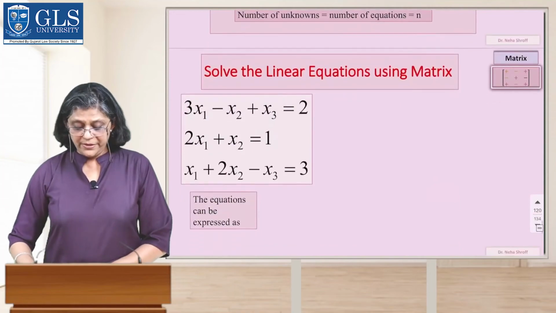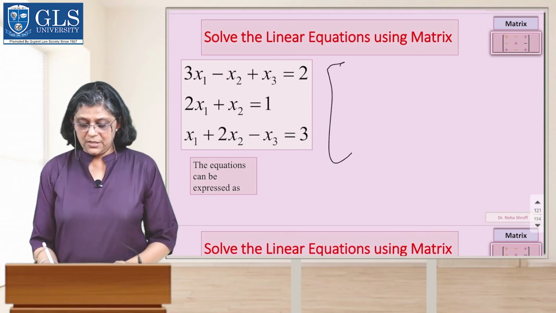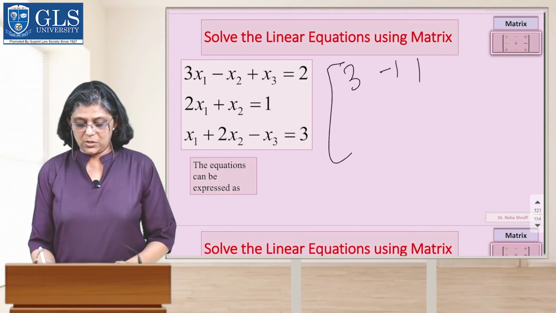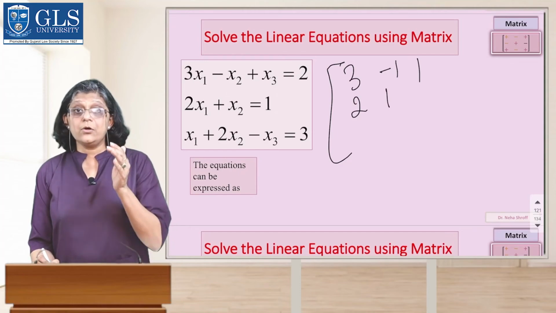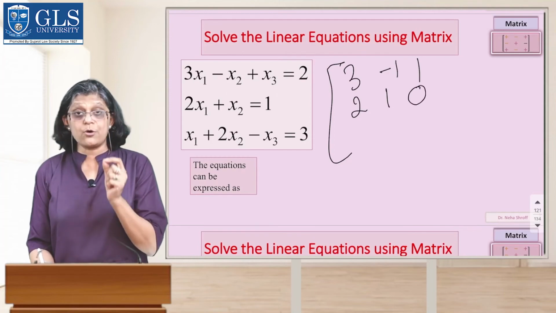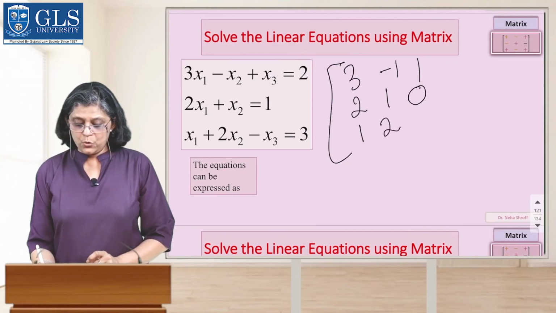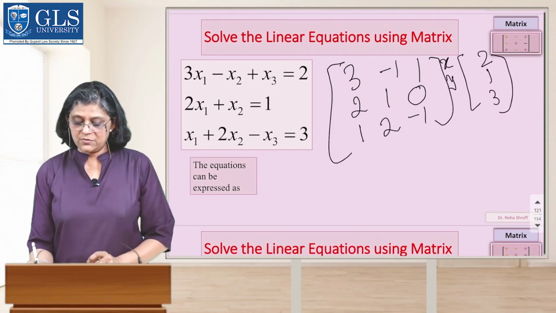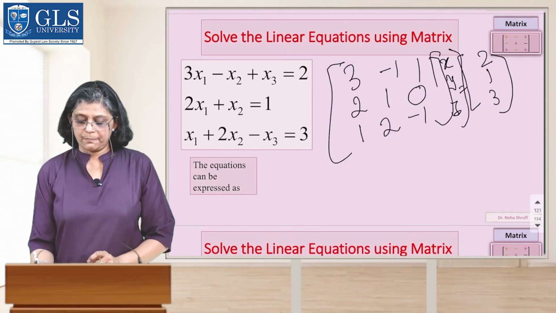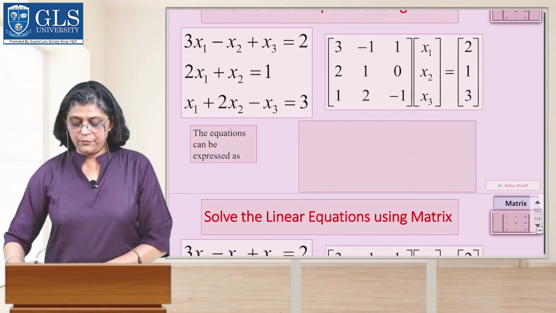Clear? Now, we will be taking one small example. I think you can read the example. I will be extracting the values from this, that is 3, minus 1, 1, 2, 1. Look here students, there is no x3 variable in the second equation, so the coefficient of this will be 0. Again I have 1, 2, minus 1 and the resultant matrix is 2, 1 and 3. In between these, x, y and z. Clear? So, this equation is expressed in this given format.